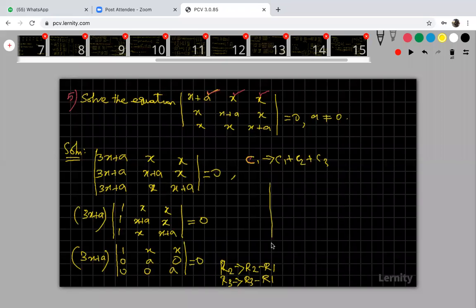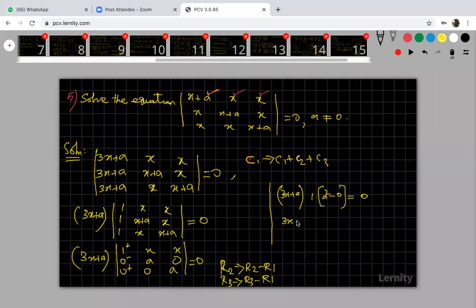Now find the value of the determinant. That is 3x plus a. Expand the determinant. What is the expansion? This is 1 into a square minus 0. I am expanding the determinant by the first column, plus minus plus. The second term is 0, third term is 0. No need to write the second and third term, only the first term. Your first term is nothing but 1 into a square minus 0. This is equal to 0, as given.